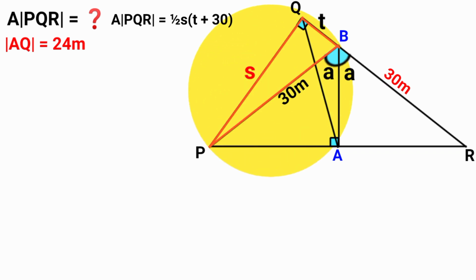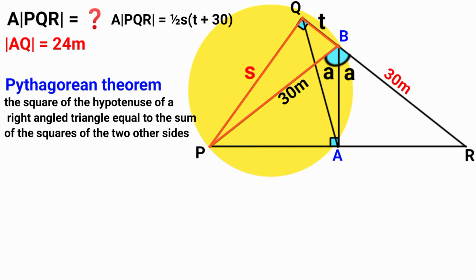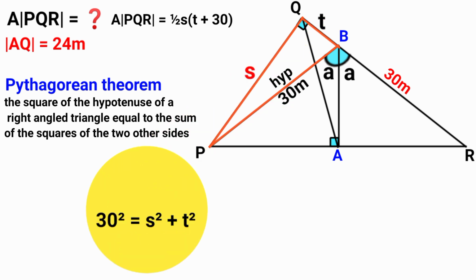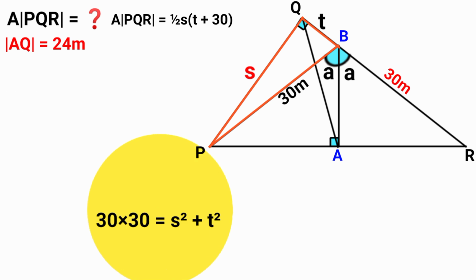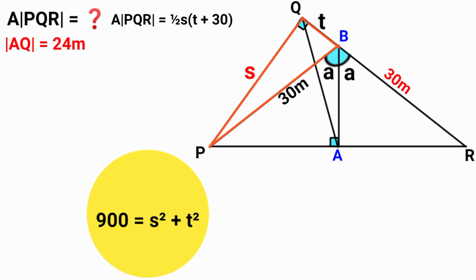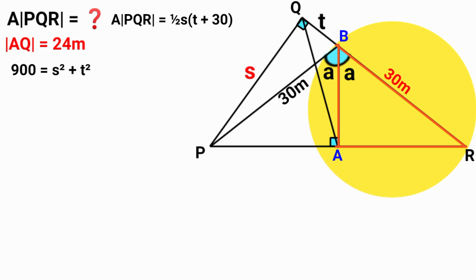Now come back to this triangle BPQ. It is also a right angle triangle. So we use the Pythagorean theorem. The Pythagorean theorem states that the square of the length of the hypotenuse of a right angle triangle is equal to the sum of the squares of the lengths of the two other sides. The hypotenuse is the side facing the right angle. So by Pythagoras, the square of this 30 will be equal to the sum of the squares of this S and this T. So 30 squared equals S squared plus T squared. 30 squared is 30 times 30, which is 900. So 900 equals S squared plus T squared. We keep it aside.